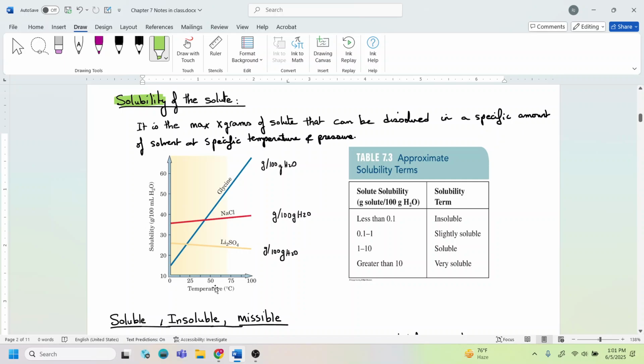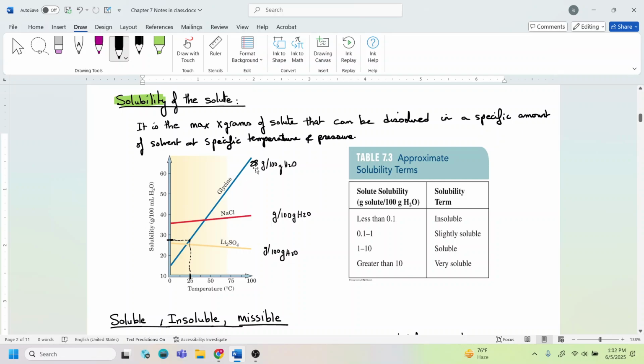Here I'm reporting the temperature. So let's say, for example, we are looking at room temperature, like 25 degrees. You want to check the solubility of lithium sulfate at 25, the solubility of sodium chloride at 25, and the solubility of the glycerin at 25. All you need to do is just extrapolate in there. So this is glycerin. At 25, it's around 28 grams of glycerin in 100 mils of water.